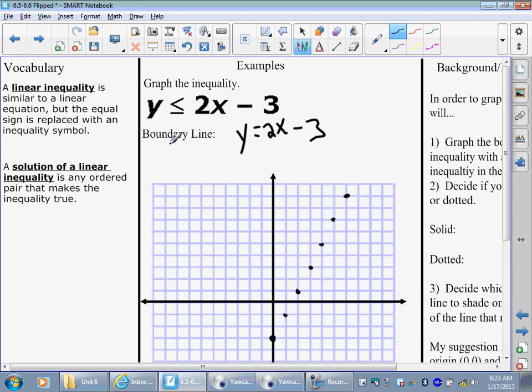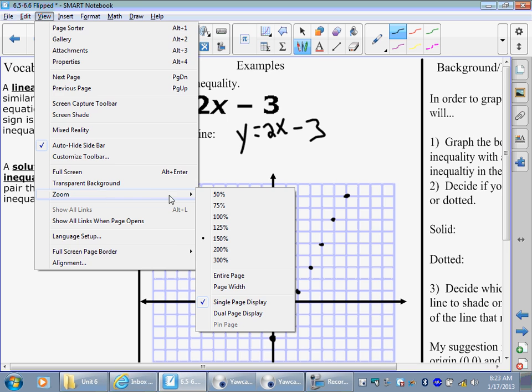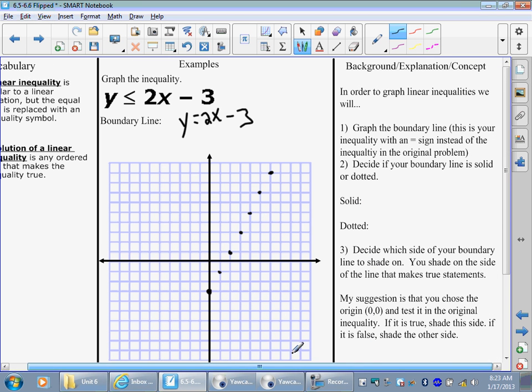I need to make a decision if my boundary line is solid or dotted. And here's the rule. Our symbols in the original problem up here, we want to look at this symbol right here, and that tells us if it's going to be solid or dotted. It will be solid if our symbol is less than or equal to or greater than or equal to, and it will be dotted if our symbol is less than or greater than.